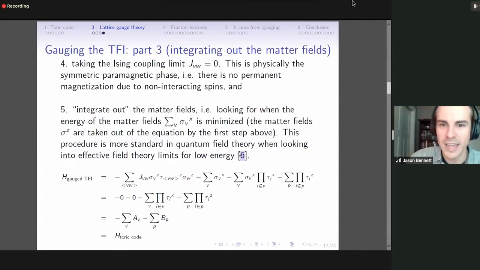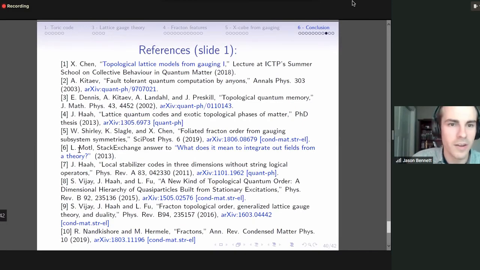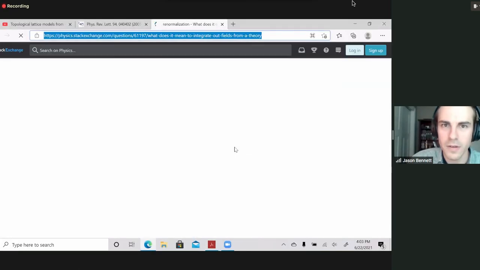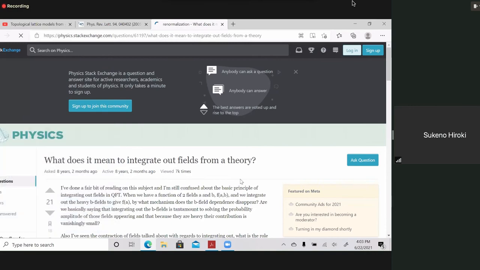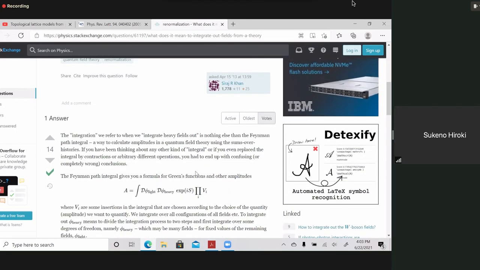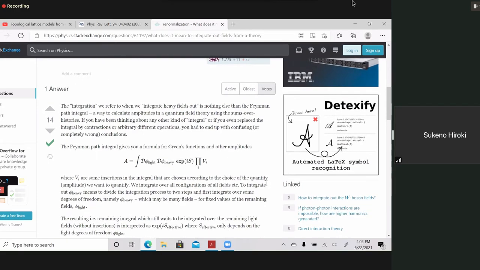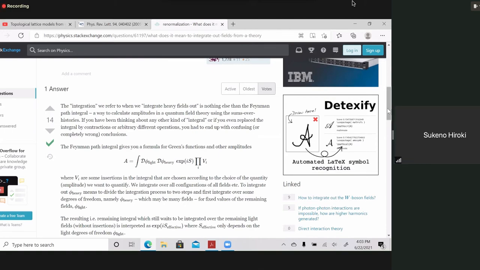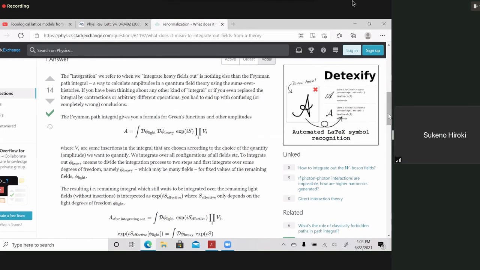This particular citation helped a bit when I first read it. So let me go back to that and we can look at it together. It was a particular Stack Exchange website. Let's see here. So what does it mean when you integrate out a field from a theory? In this case, they're explaining the path integral, right? Just path integrating out a matter degree of freedom.